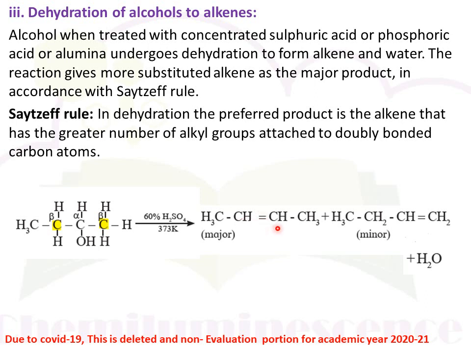If you compare these two products, this is the more substituted product, because the doubly bonded carbons have two alkyl groups. One alkyl group is present on this carbon and another alkyl group is present on this carbon. While in this one, only this doubly bonded carbon has one alkyl group, meaning it is less substituted. According to the Saytzeff rule, the more substituted alkene is formed as the major product. Hence this alkene is formed as the major and this alkene as the minor product, and water is removed. Hence this reaction is called dehydration of alcohol.